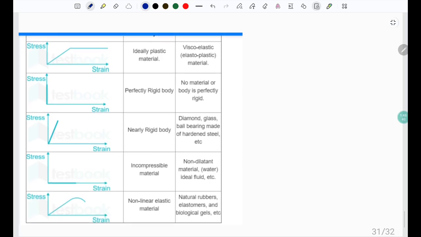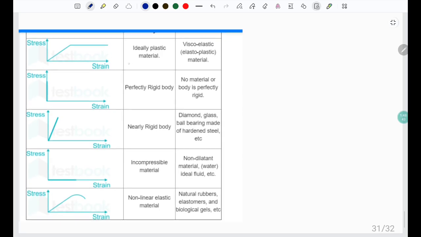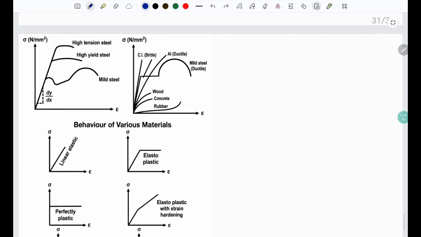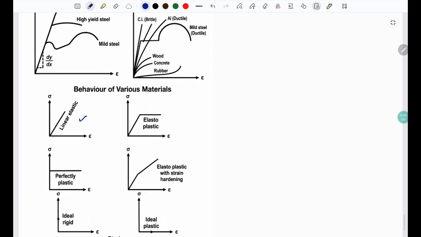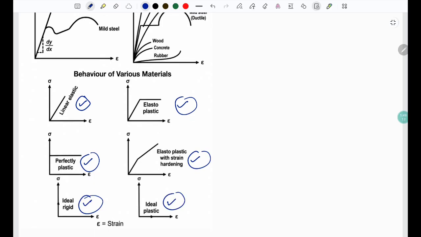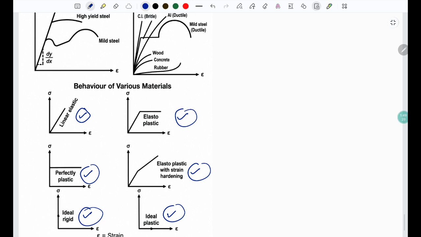Let's see some graphs here. This is an ideally plastic material or viscoelastic or elastoplastic material. This is a perfectly rigid body because there is no strain happening. This is a nearly rigid body. This is an incompressible material. And then we have a non-linear elastic material. Let's see some other graphs. This is linear elastic. This is elastoplastic. This is perfectly plastic. And this is elastoplastic. This is ideal plastic. This is ideal rigid. So these are the correct graphs.